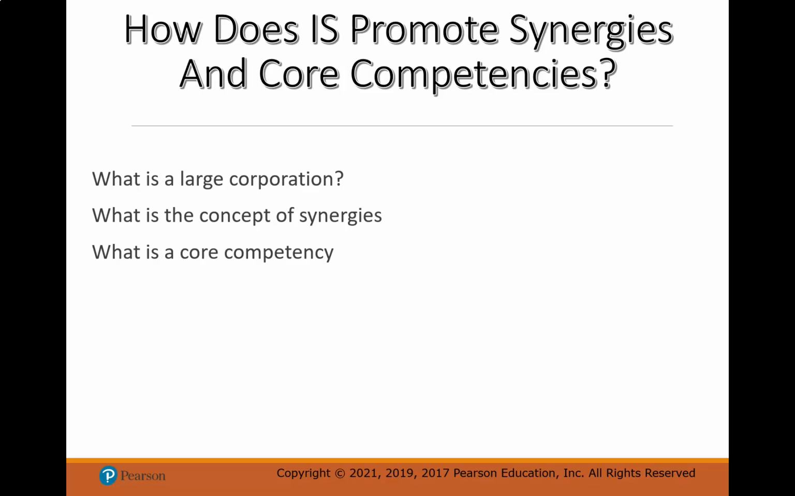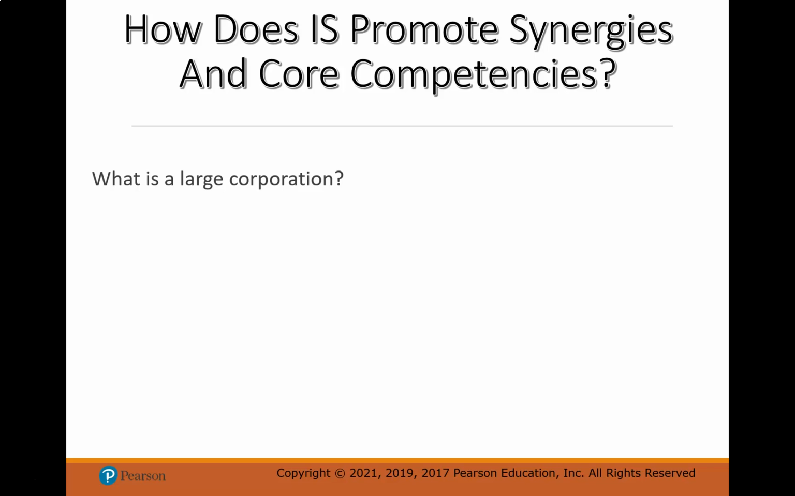What is a large corporation? What is the concept of synergies? And what is a core competency? Again, what is a large corporation? A large corporation is a collection of businesses that are organized as a collection of strategic business units. Information systems can improve the overall performance of these business units by promoting synergies and core competencies, which we'll talk about in a minute.